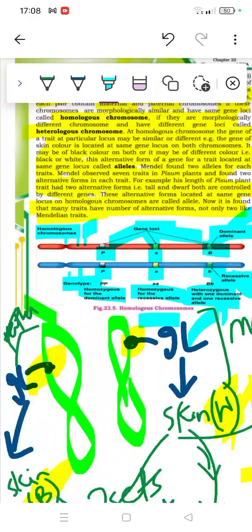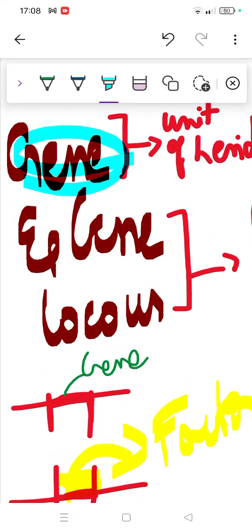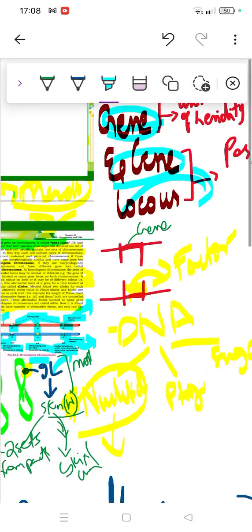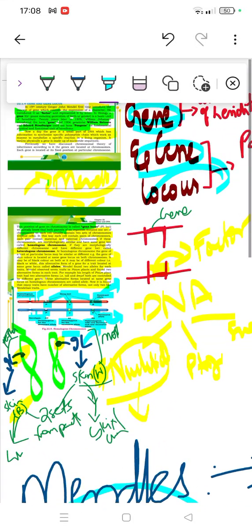So I hope the entire thing about the gene, basically the unit of heredity, is clear. Gene locus is simply a kind of position. That position can vary. Mendel tells about this and the entire thing. I hope it will be very much clear.